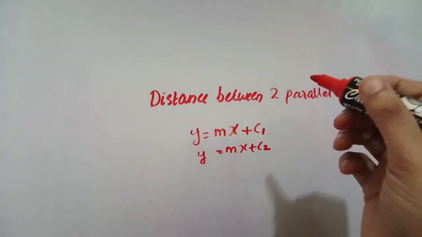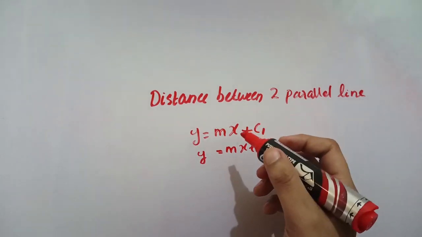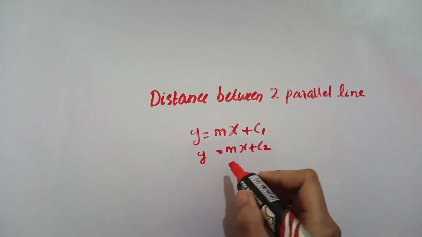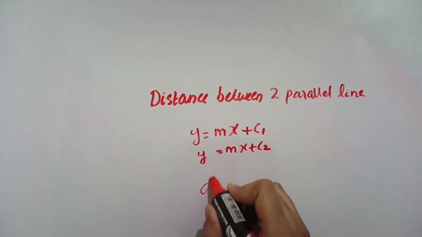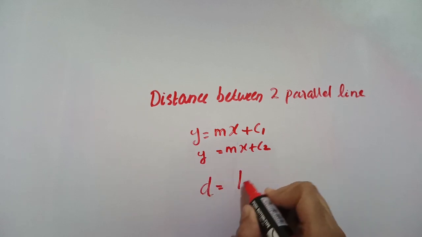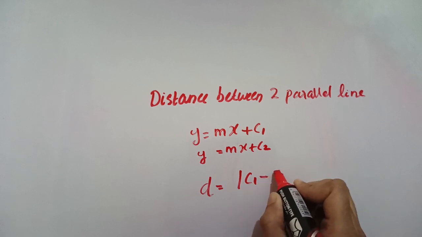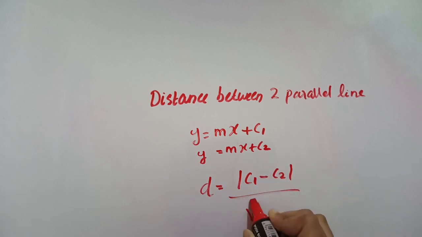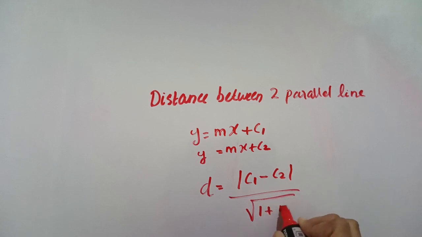Next, distance between two parallel lines. The distance between two parallel lines y equal to mx plus c1 and y equal to mx plus c2 is given by d is equal to modulus of c1 minus c2 divided by root of 1 plus m square. This is the distance between two parallel lines.